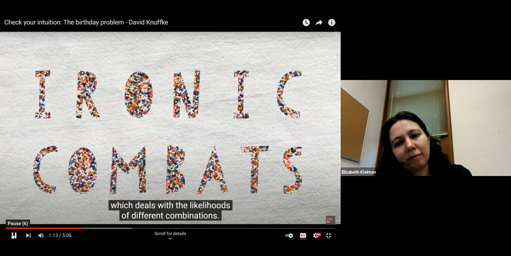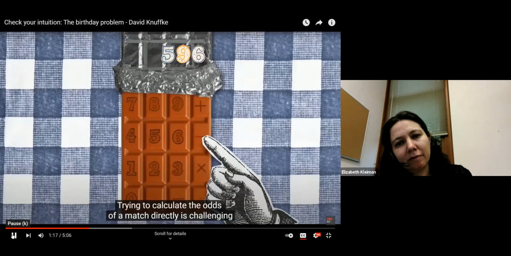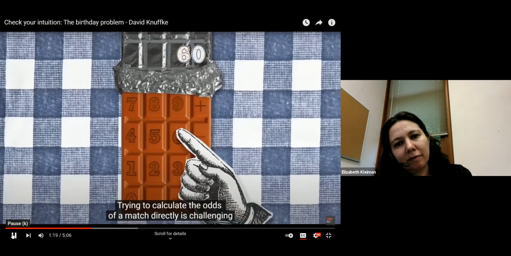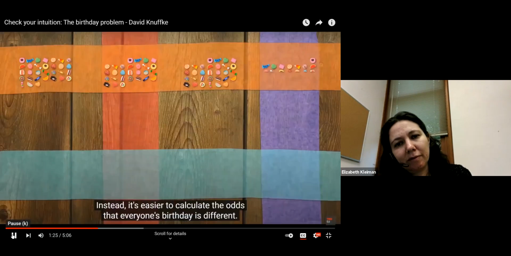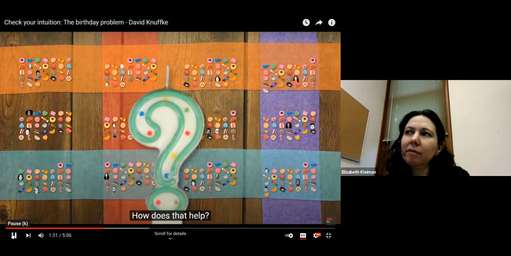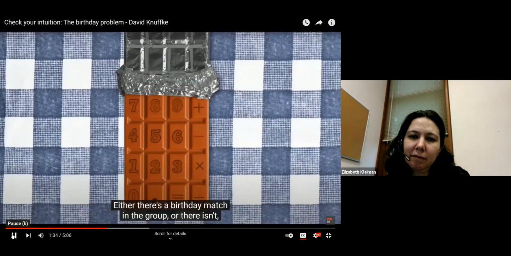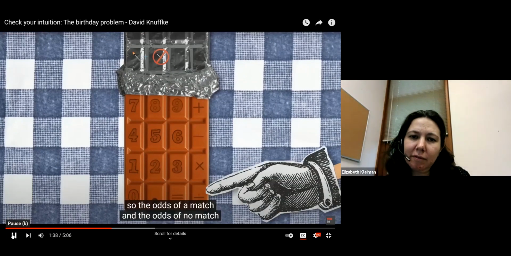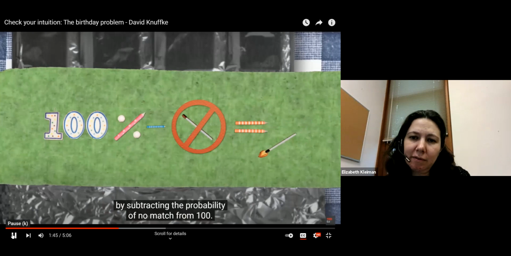The first step is to flip the problem. Trying to calculate the odds of a match directly is challenging because there are many ways you could get a birthday match in a group. Instead, it's easier to calculate the odds that everyone's birthday is different. How does that help? Either there's a birthday match in the group or there isn't. So the odds of a match and the odds of no match must add up to 100%. That means we can find the probability of a match by subtracting the probability of no match from 100.